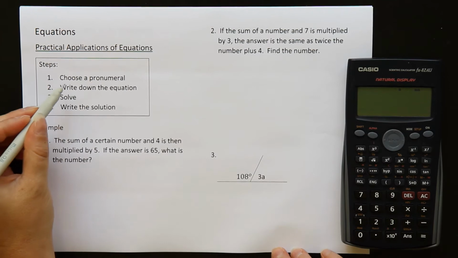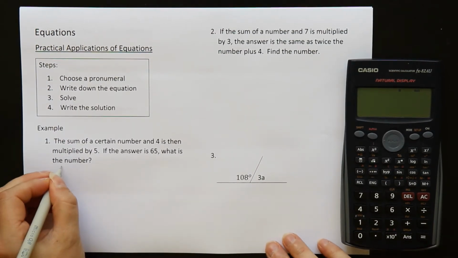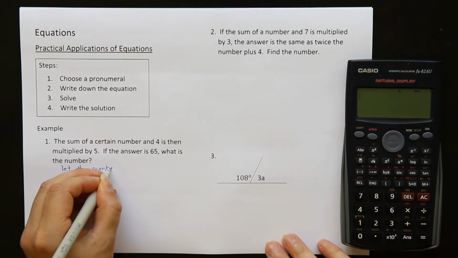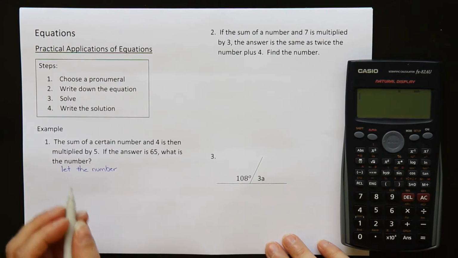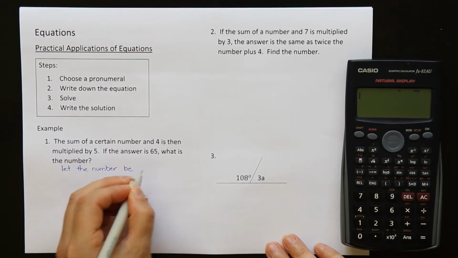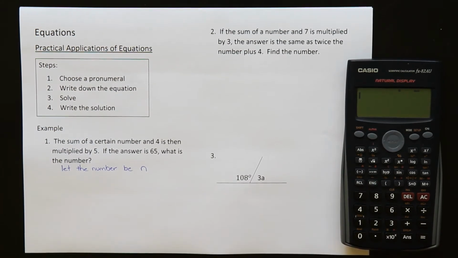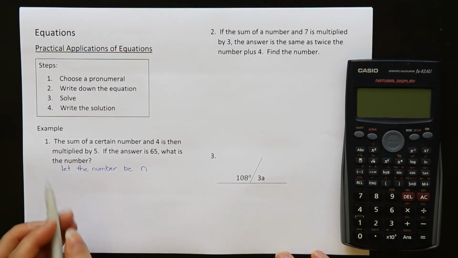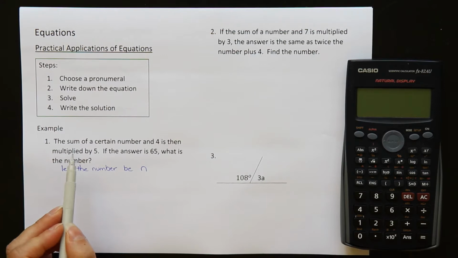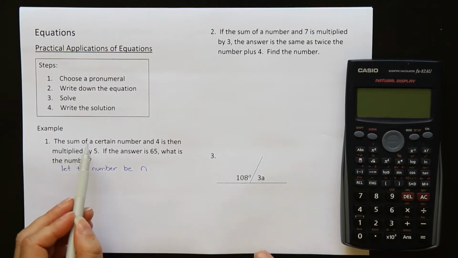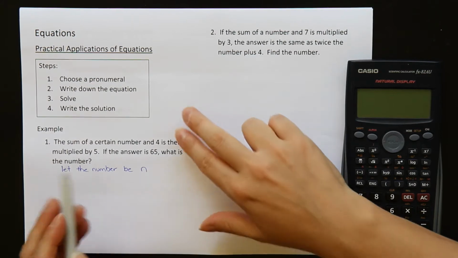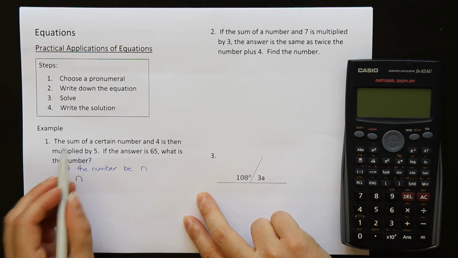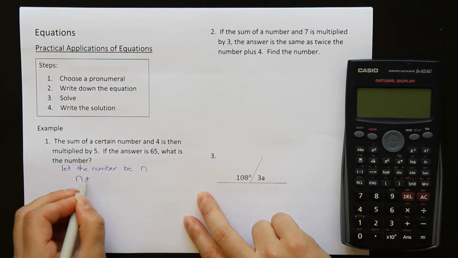Okay, so step number 1 is to choose a pronumeral. So let the number, because it says the sum of a certain number, that's what we're trying to find. Let the number be, let's call it n. Now, we want to write an equation using n as our pronumeral. Take what is written here a little bit at a time. The sum of a certain number and 4. So my certain number n is added to, because it says sum means add, I need to add with 4.